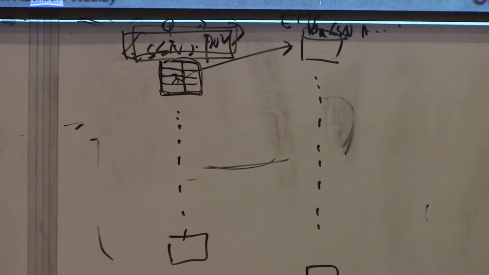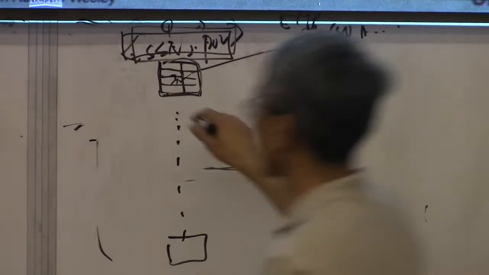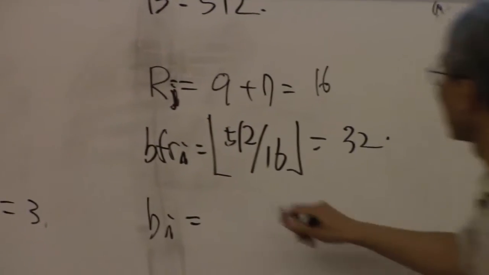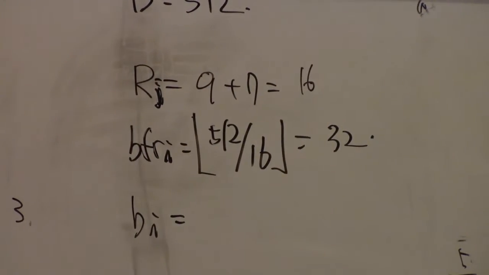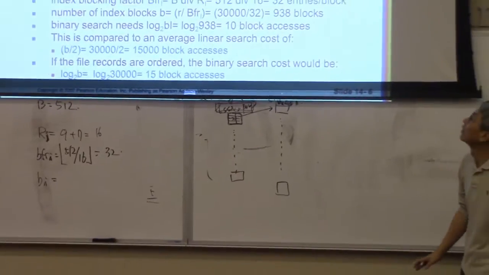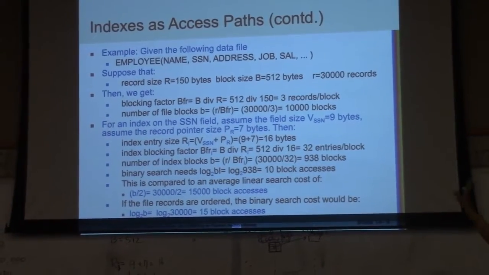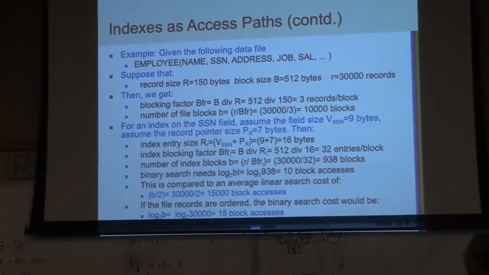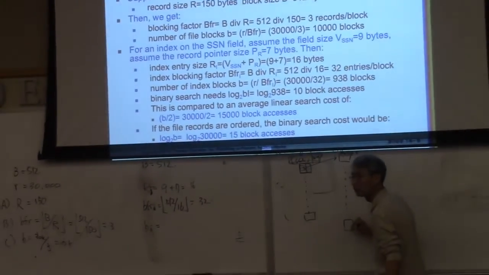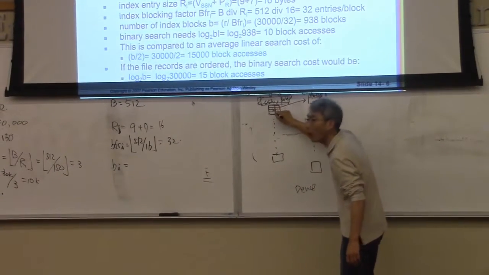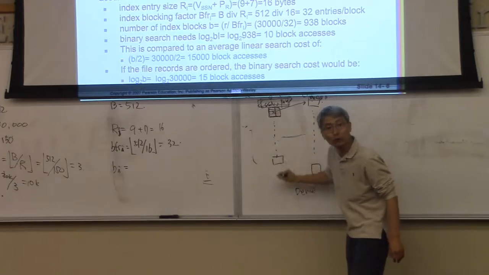Okay, then how many index blocks do we need? It's the same thing. First check whether this is a dense index or non-dense index. There's no mention of an ordered file, so we assume this is a secondary index. Secondary index means it's non-ordered, so this one will be a dense index. Dense index means all index key items should be here.